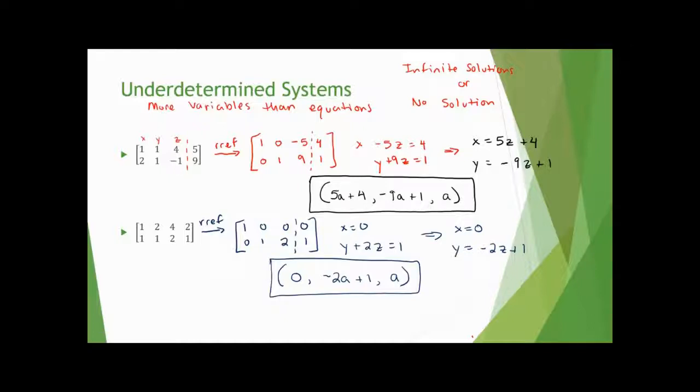So do you have any questions on the underdetermined, how we write the ordered pair for that, or what that means?